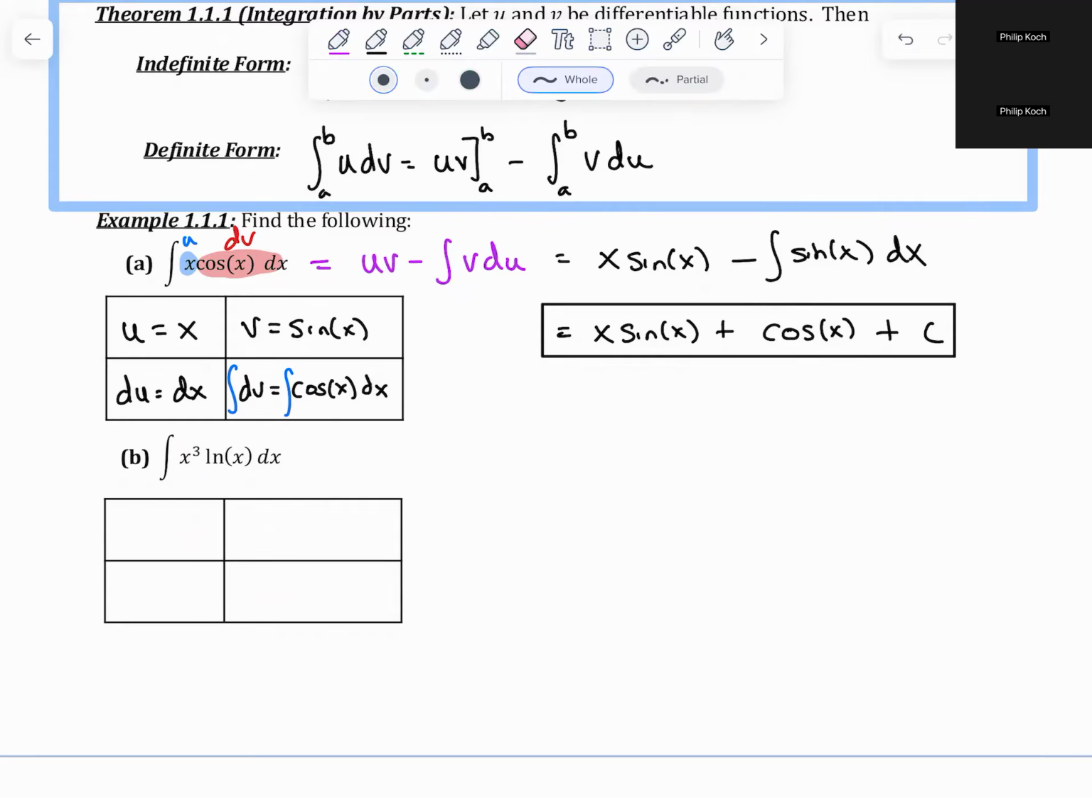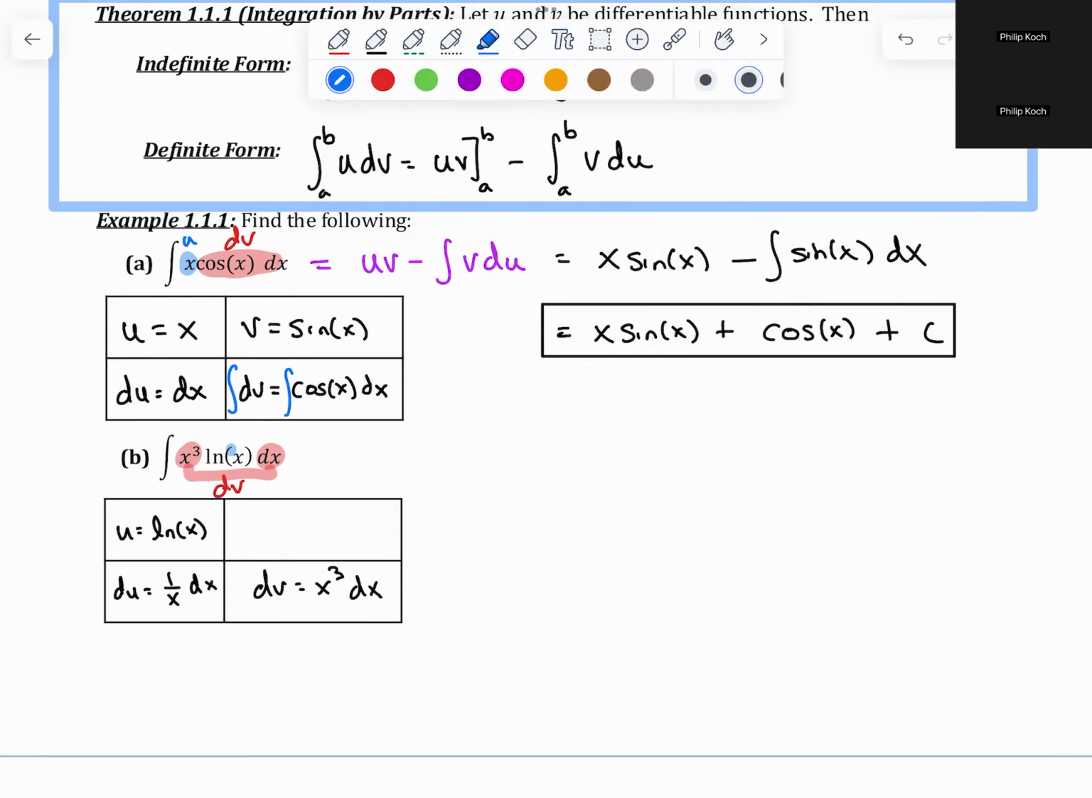We tried x cubed with u. Let's try the other function that's involved. Let's make u equal to natural log of x. Then du is equal to 1 over x dx. And that means that dv is whatever's left. dv is equal to x cubed dx. If you want to write it with the highlighting, I'll stop doing this in a moment. That's my dv, and this is my u.